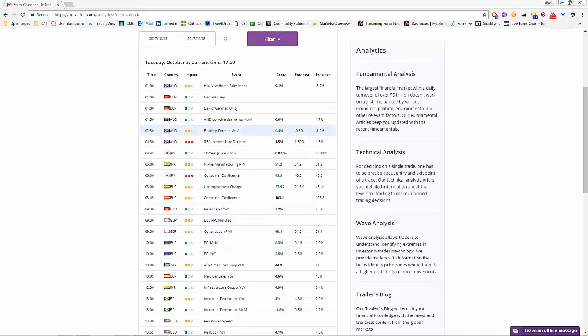So 51, similar to the previous, in line with the previous, just below that previous value. The actual data that was released today was 48.1. 48.1, guys. So that is a negative news there.